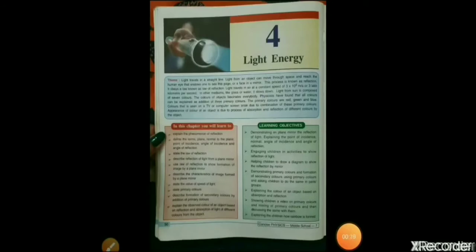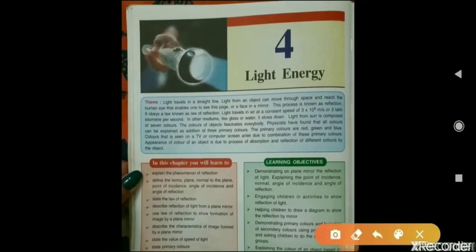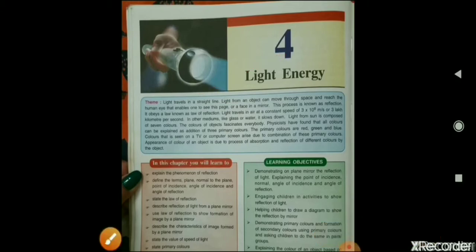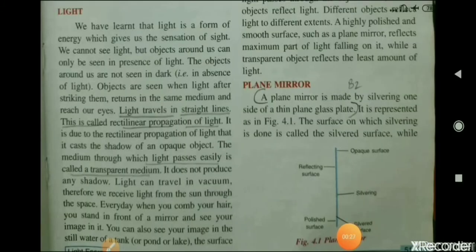Lesson number 4, light energy. Light is a form of energy which gives us the sensation of sight. We cannot see light, but we can see the different objects around us in the presence of light. And we cannot see those objects if light is not there. Means we cannot see the objects around us if it is dark or if there is no light.